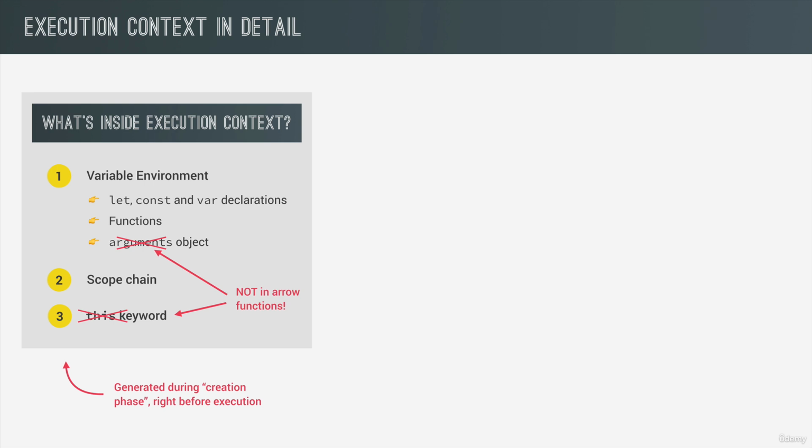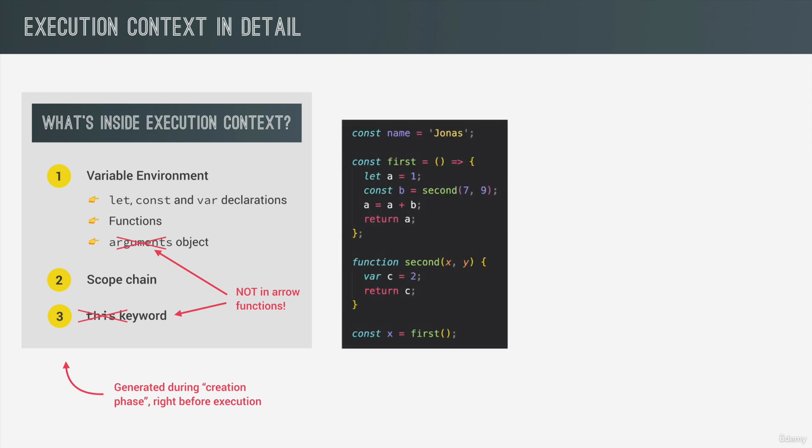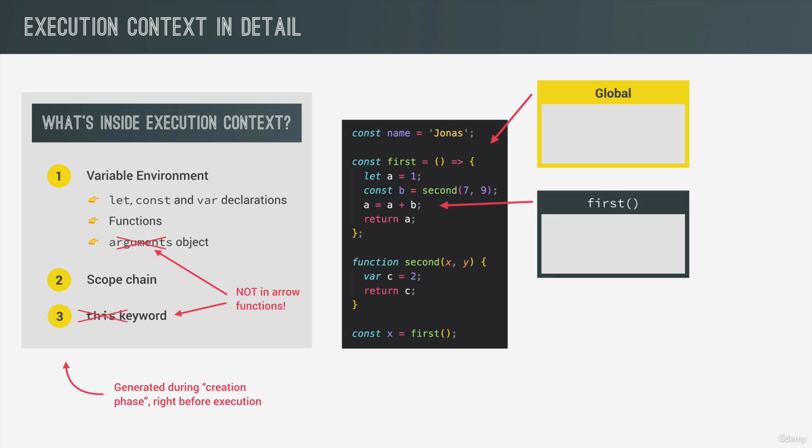So these are the things that are necessary to run each function, as well as the code in the top level. Now behind the scenes, it's actually even more complex, but I think we're fine like this, aren't we? And now let's actually try to simulate the creation phase for this code example here. So, as you hopefully know by now, we will get one global execution context and one for each function. So one for the first function and one for the second function.